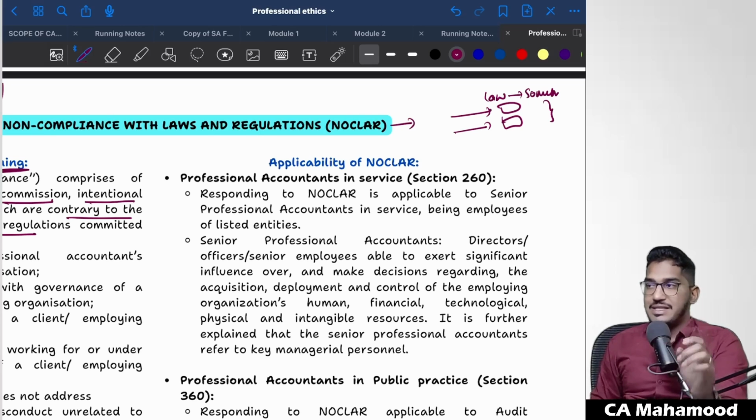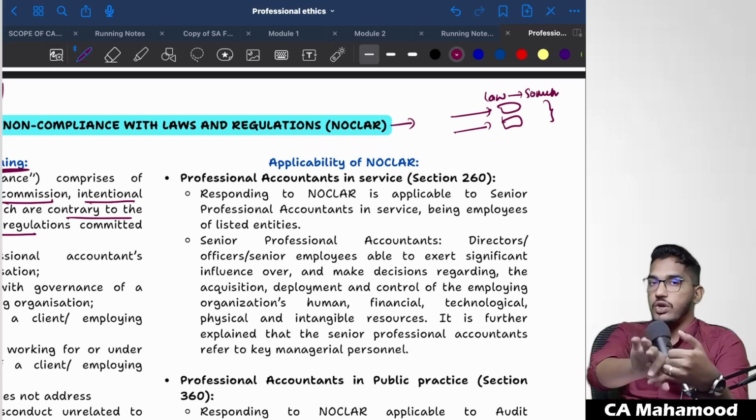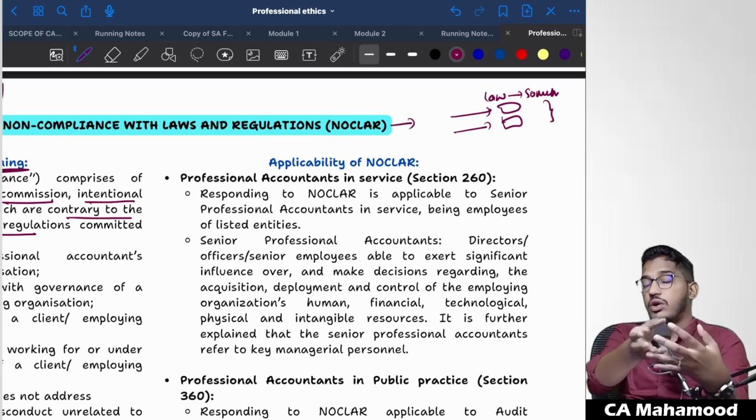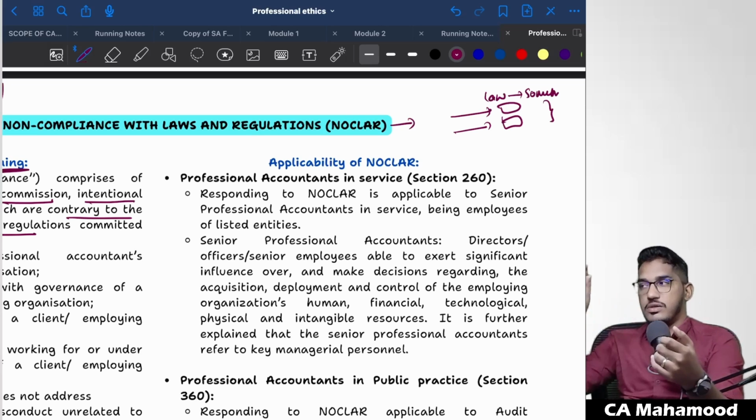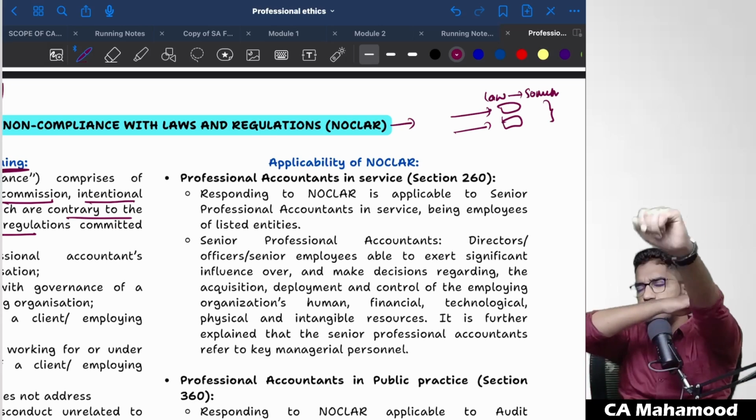So non-compliance is an act of omission or commission. Either you are not doing something or you are doing something, intentionally or unintentionally. Either intentionally you do or don't do, or unintentionally you do or don't do. Then the thing which you are not doing or doing is against the laws and regulations, which is contrary to the prevailing laws and regulations. Take for example, I will give you one simple example.